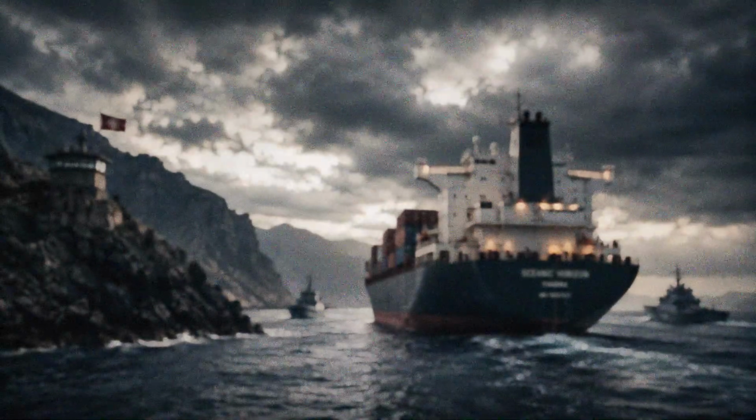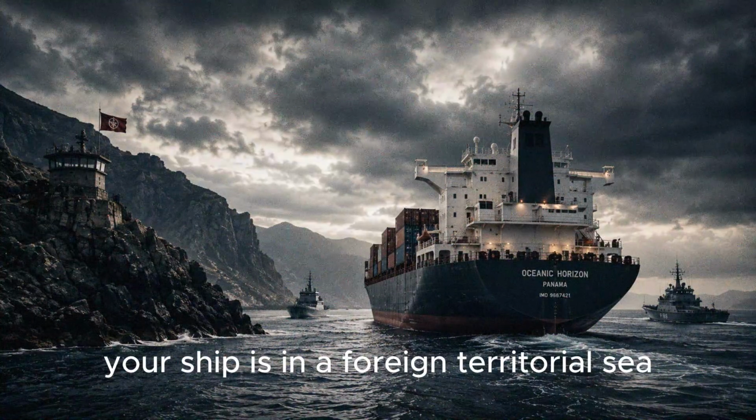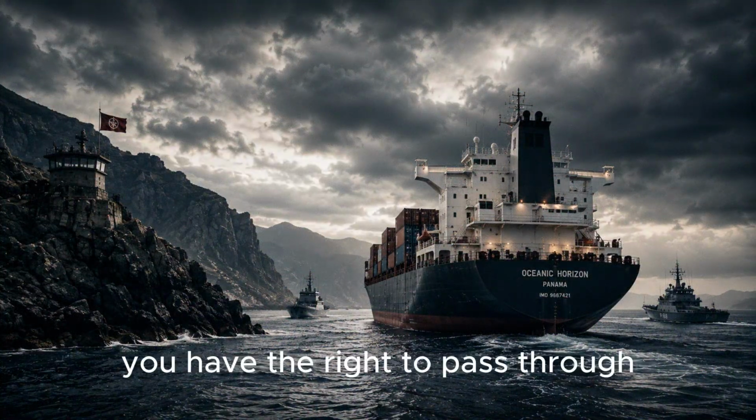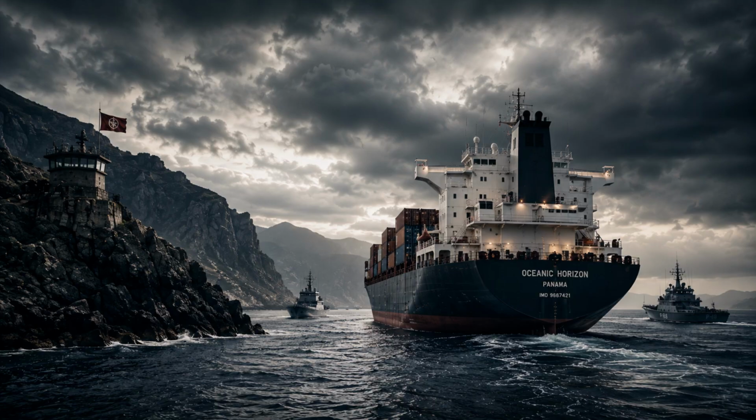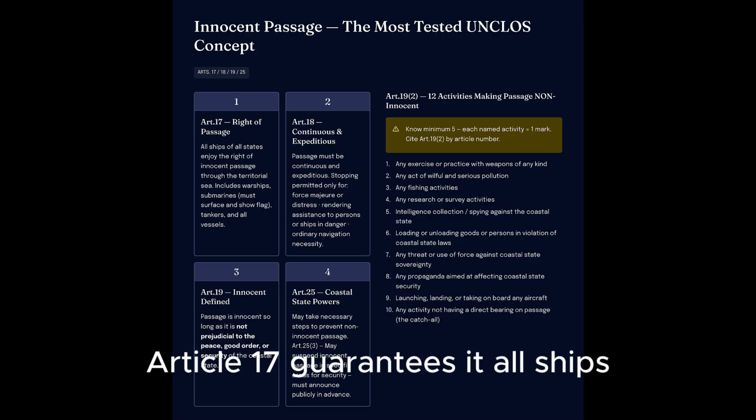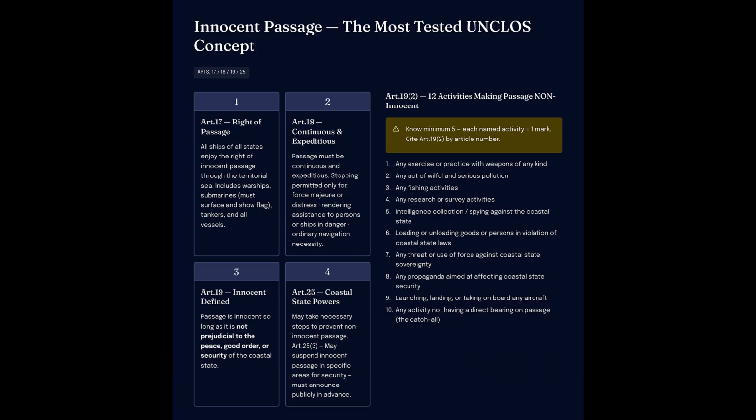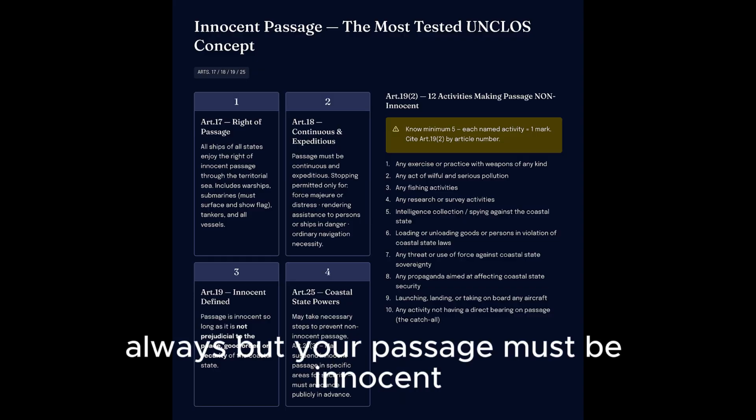Now the most tested UNCLOS concept. Innocent passage. Your ship is in a foreign territorial sea. You have the right to pass through. Article 17 guarantees it. All ships. All states. Always. But your passage must be innocent.